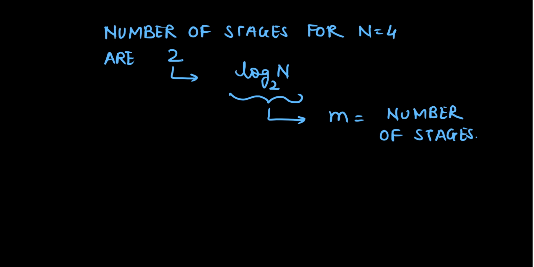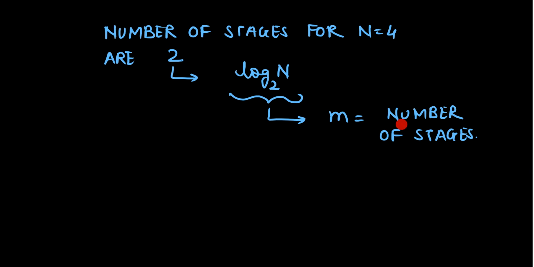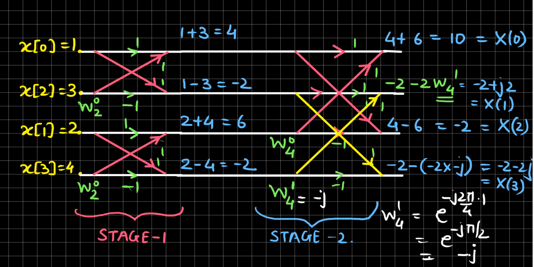And another thing that we need to see is the number of stages are equal to the number of bits that are used to represent this n. So we can observe here we are just having 2 bits that are used to represent this n from 0 to 3. So therefore the number of stages are also 2. So the number of stages and the number of bits required for the representation, or in order to obtain the bit reversed order, are same. So therefore we are having 2 stages.